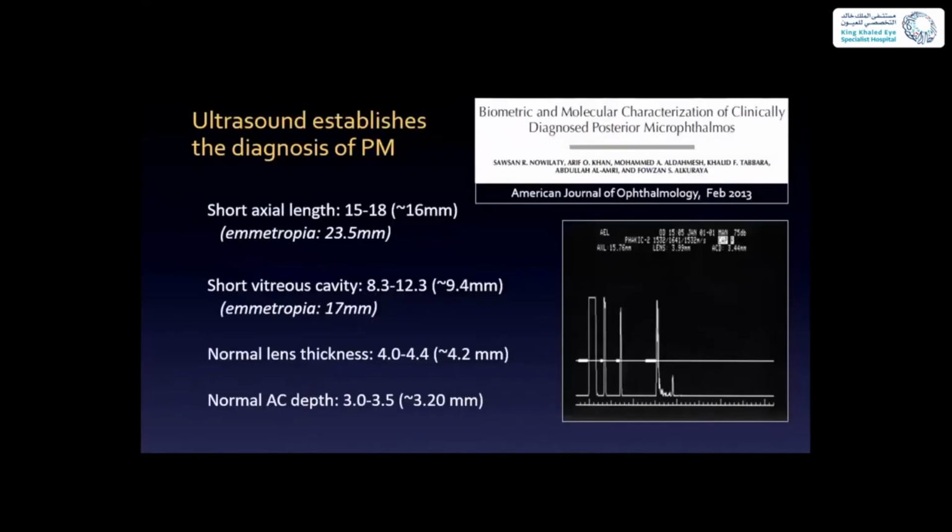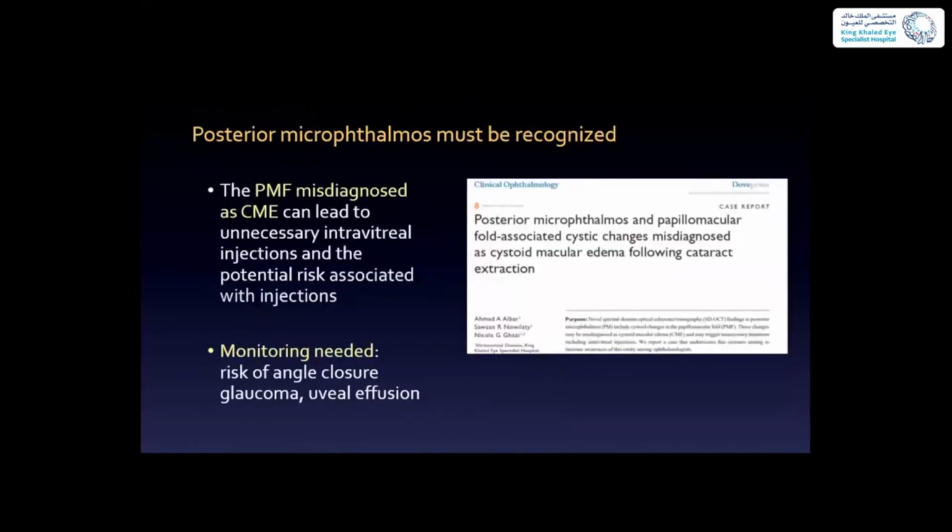Ultrasound is necessary to establish the diagnosis by showing the short axial length. And it is very important to recognize posterior microphthalmos because it is confused with CME, and patients have undergone unnecessary intravitreal injections, and therefore monitoring is needed.